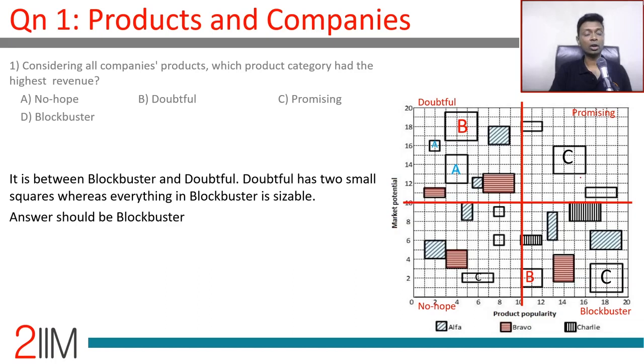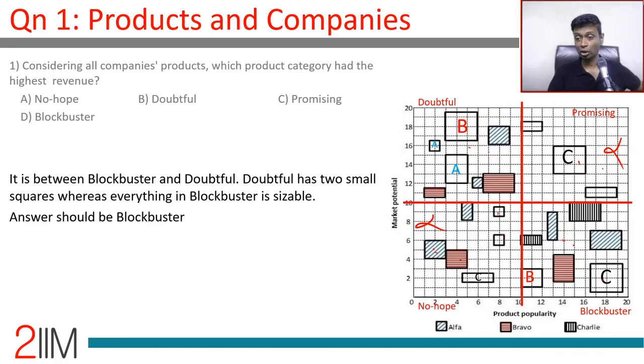Now let's go and look at the questions. Considering all companies' products, which product category had the highest revenue? Highest revenue. Look, this is not it. One big square, and then a bunch of things. That's not promising. Right? This is no big square. The big square amounts for 9. These amount for 4, 4, 1, 1, 8, 10, 13, 15. This is not it. This was to be one of these 2.